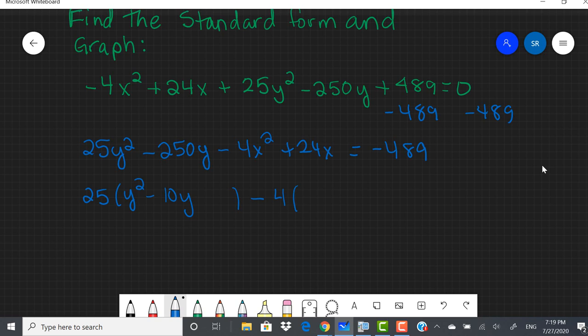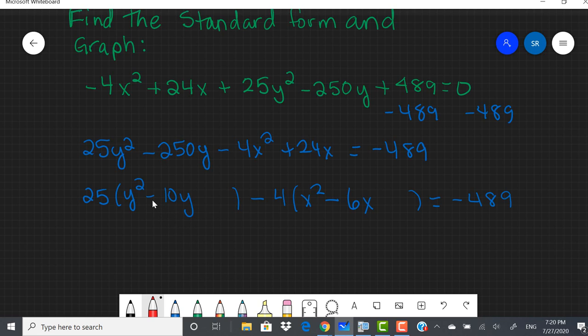Here, be very careful because we are factoring out a negative 4. You have to remember that if I distribute it back, negative 4 times x squared gives me the negative 4x squared, but negative 4 times negative 6x gives me the positive 24x. So be very careful with those negatives in that second set of values. Okay, so then I'm going to go ahead and complete the square.